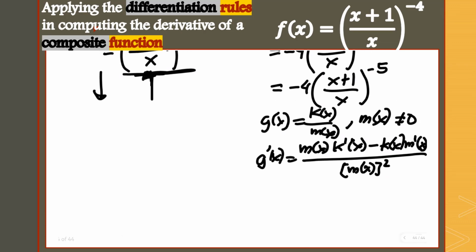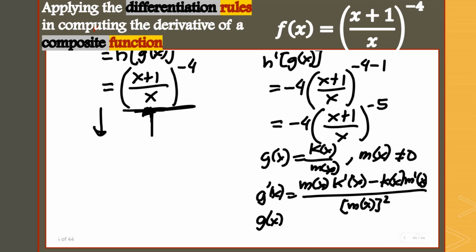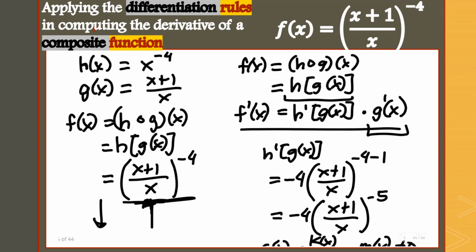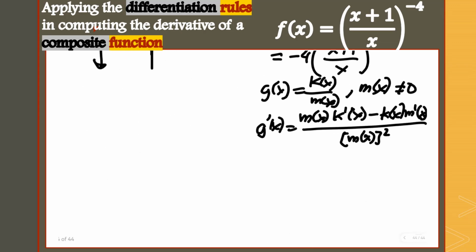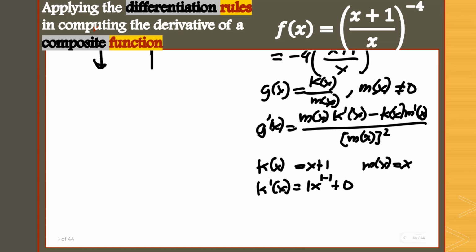So for this function here, our g of x, k of x in this case, because that's our exponent, right? This was our g of x mentioned earlier. So our k of x is x plus 1, and our m of x is just x. So the derivative k prime of x is 1, the derivative of x, because that's 1 times x to the power of 1 minus 1, plus 0, or just equal to 1 times x to the power of 0, which is equal to 1. So it's just 1. This is also true with the derivative of x, so it's also equal to 1.